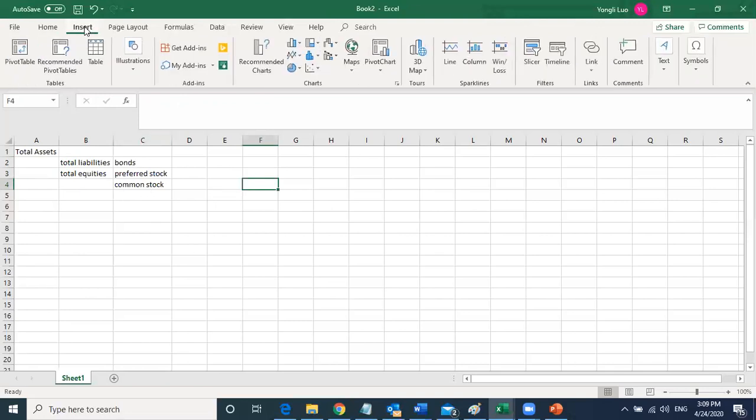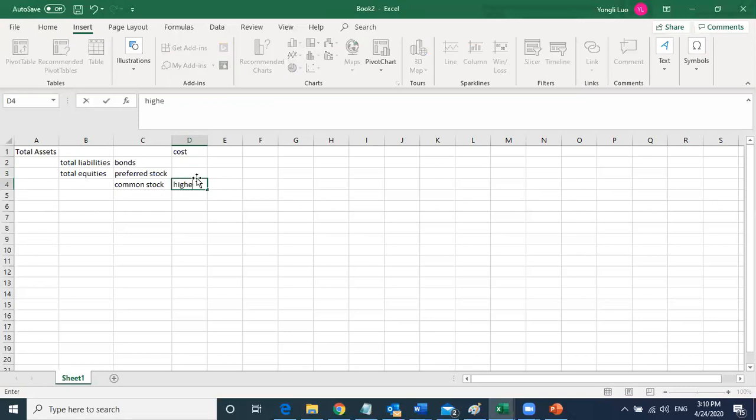You look at all these three different components. There is a trend: the cost of bond is the lowest. The cost of preferred stock is higher than bond but lower than common stock. The cost of common stock is usually the highest, and the bond cost is the lowest.